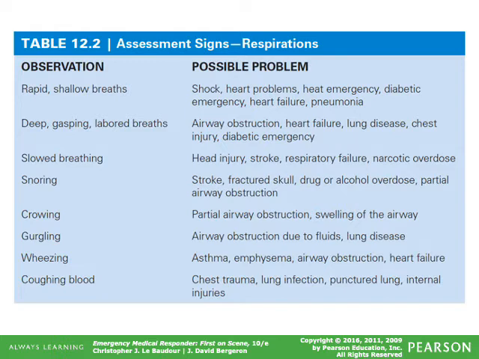Crowing. This is going to be a partial airway obstruction. It's going to note swelling of the airway. Gurgling, this is always going to be an airway obstruction due to fluids. You can also have fluids in your lungs that can cause gurgling noises. Wheezing generally occurs in conjunction with asthma or emphysema. It can also happen with a lower airway obstruction that's allowing some air to pass by but not much. Also can occur in heart failure, but it's a different mechanism for the wheezing when it's a heart failure patient.